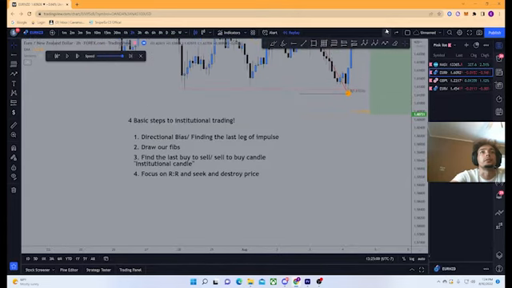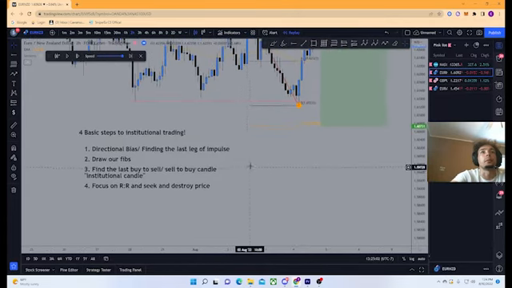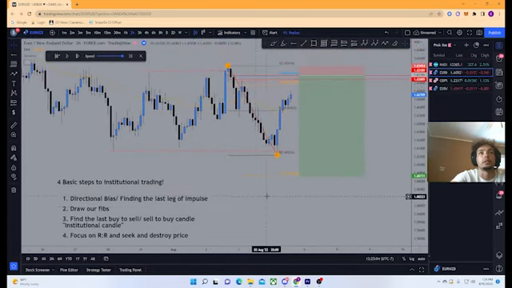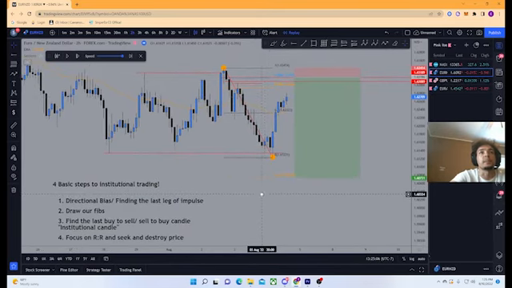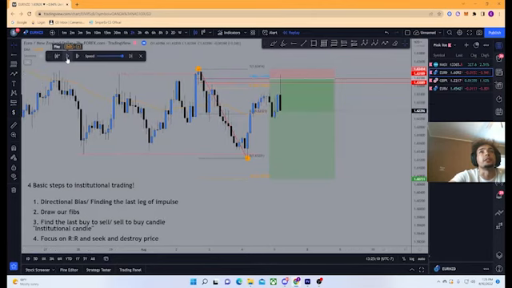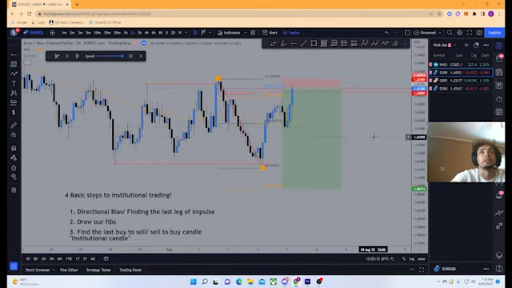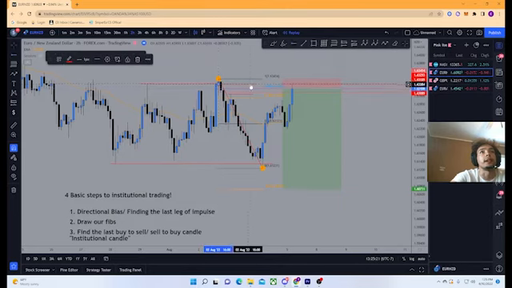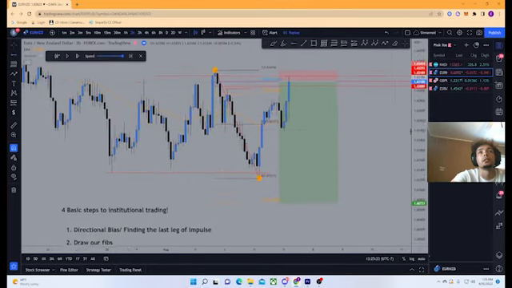Let's move on. Okay, let's talk about seeking and destroying price. Now, let's get our entry first because we did find that last institutional candle here. We found that was that last buying pressure. We could have even taken this entry here at this last buy candle.